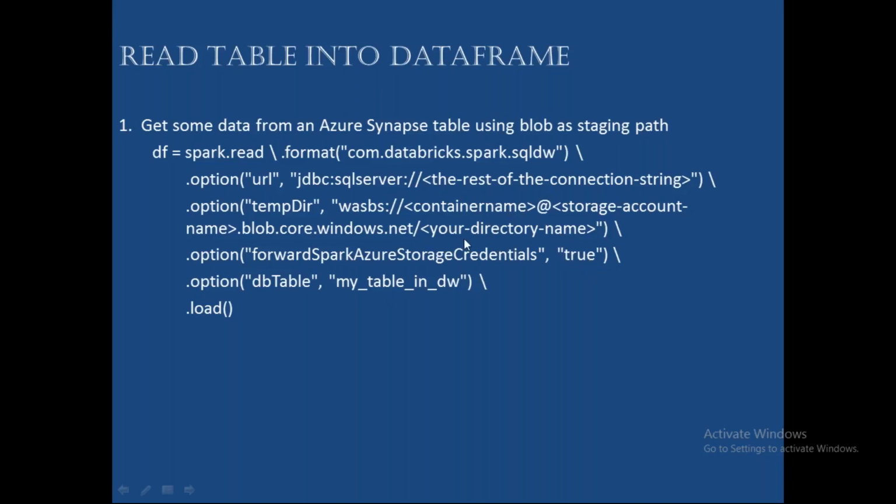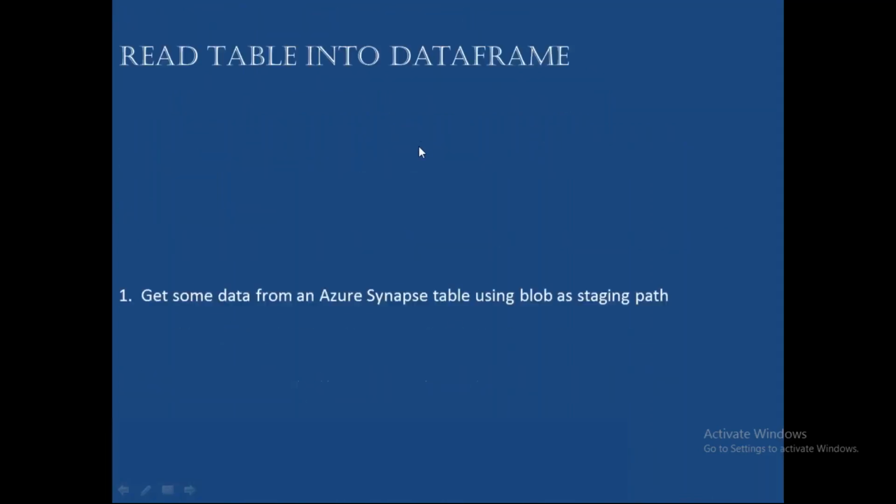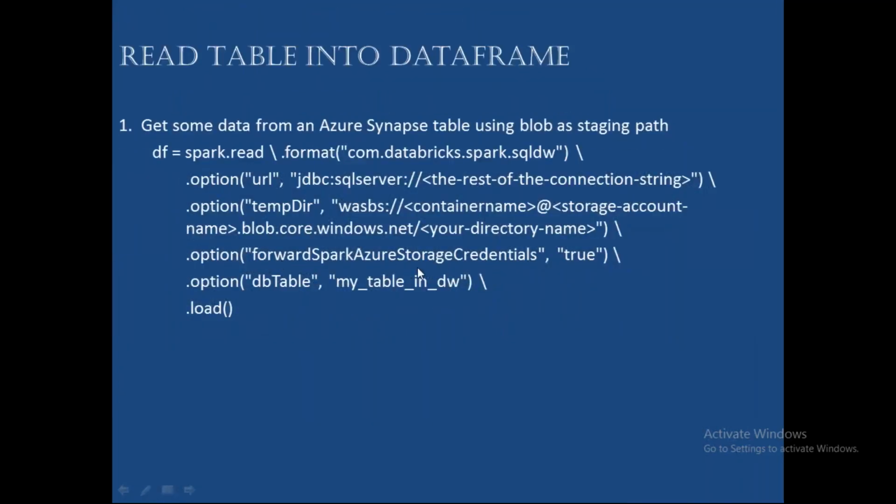What it means: I already set the Spark configurations. In the Spark configurations, I set the access key. If you remember, let's go here. You see, you already set spark.conf.set, you set the blob key. So that's what I'm saying here: forward that particular key to this connection. When you are establishing the connection, forward the storage credentials as well, because data should be loaded from the data warehouse to the blob storage. From blob storage, data will be read as a data frame.